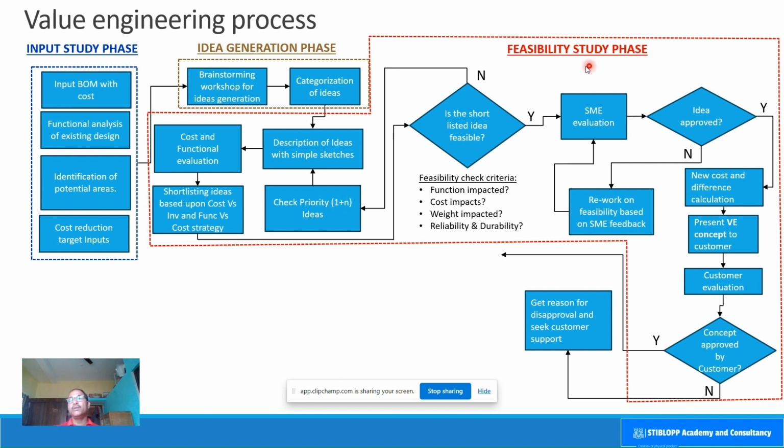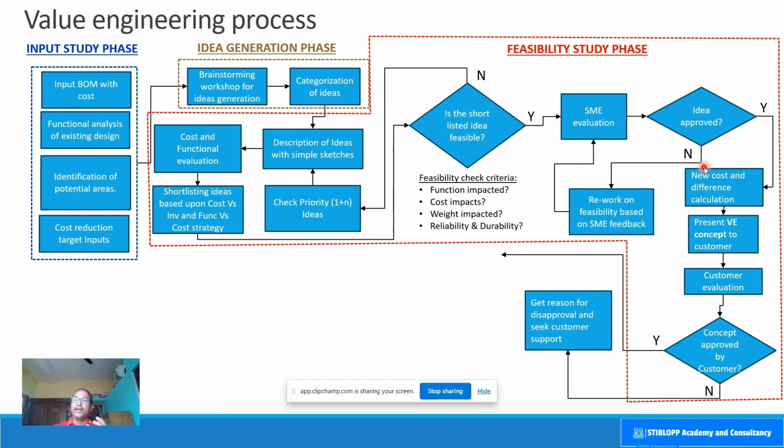Okay. So during the SME evaluation stage, the SME team evaluates whether the idea can be approved for the next level. If yes, then we have to calculate the new cost and find the difference between the new cost and the existing cost. If not, then we have to rework on the feasibility. I mean, we have to improve our design as per the suggestions given by the SME team, and we have to run through the SME evaluation once again.